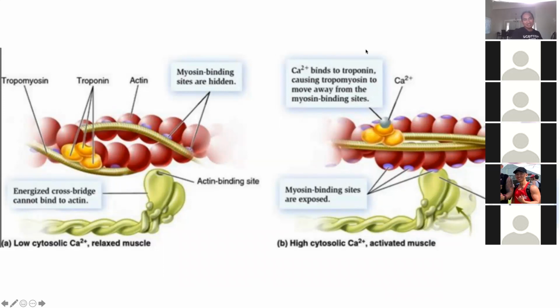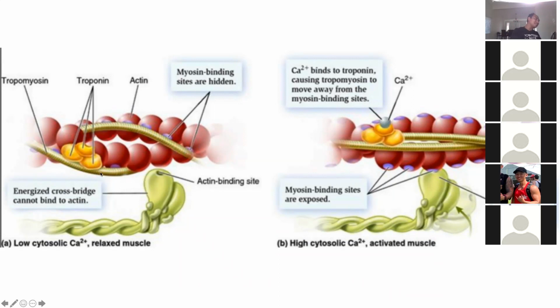So when there is calcium, which is released from the sarcolemma, the calcium will come and attach to the troponin. Calcium attachment to the troponin will make the tropomyosin change its conformation, so a change in the shape of the tropomyosin. Look at the tropomyosin here. It is really curved and windy, curved and windy.